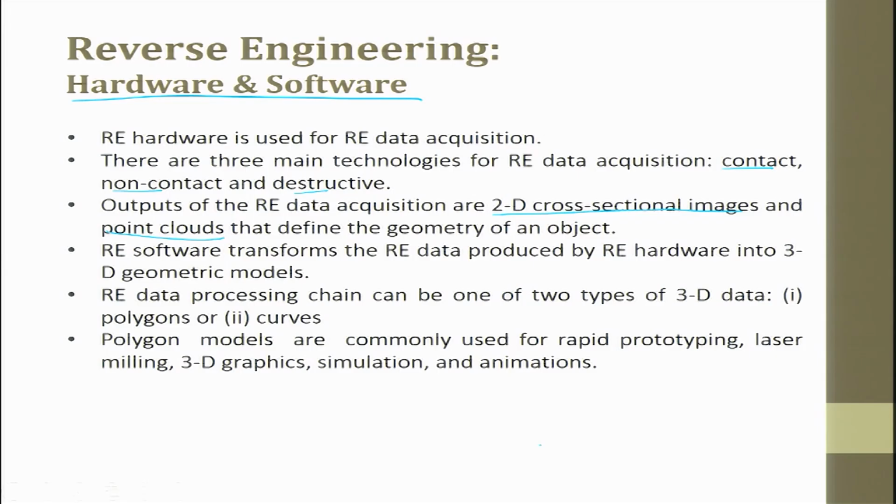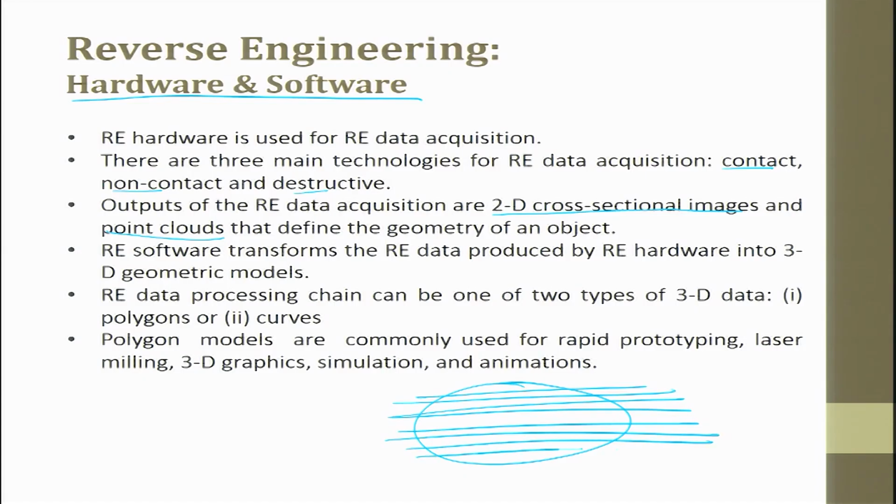2D cross-sectional image means, let us assume you have an object and you slice the object. Now you have layers of information. Every layer of information is what you get when you cross-section it and look at it the other way around, so you get 2D information. For example, this slice information I try to view like this. So, here is the data of information in this particular slice. So, the 2D cross-section image and point cloud define the geometry of any point.